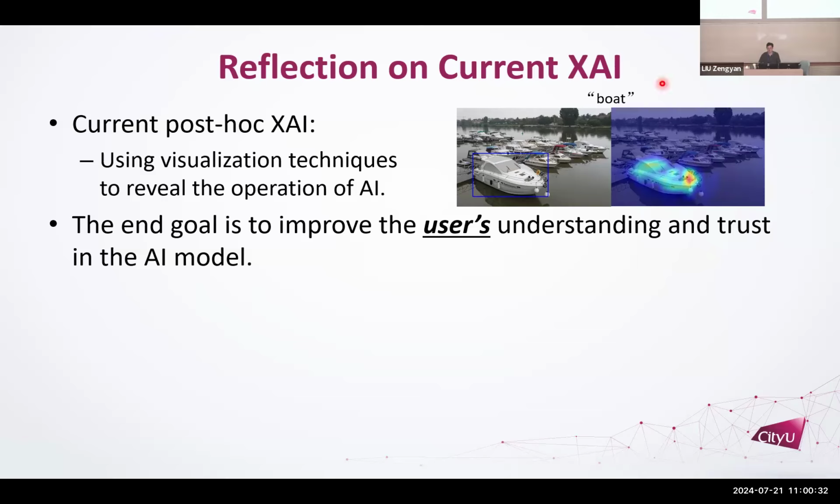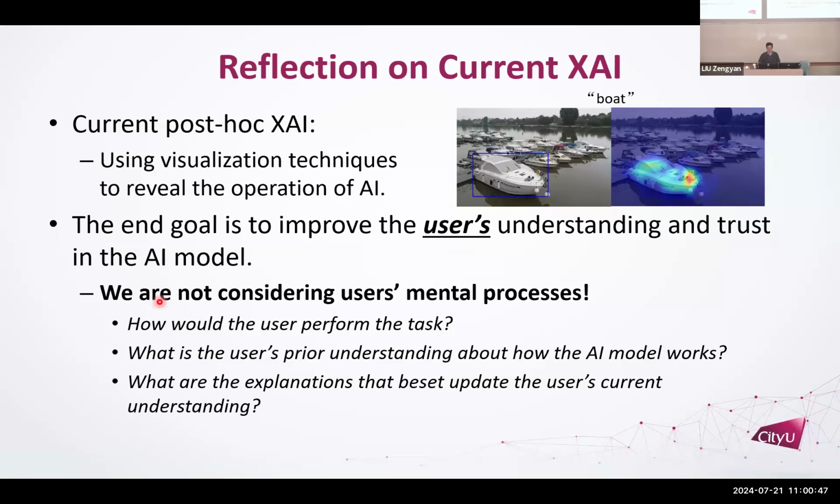But in this post-hoc XAI, there's no user, right? There's no idea about what the user thinks currently about this model. And what the user thinks about the model now should reflect how the explanation should be generated for that user. So we're not considering the mental process of the user. How would the user perform the task? If the model performs the same way as a user, we don't really need to explain anything. We just say it works just like you, and then you trust it, right?